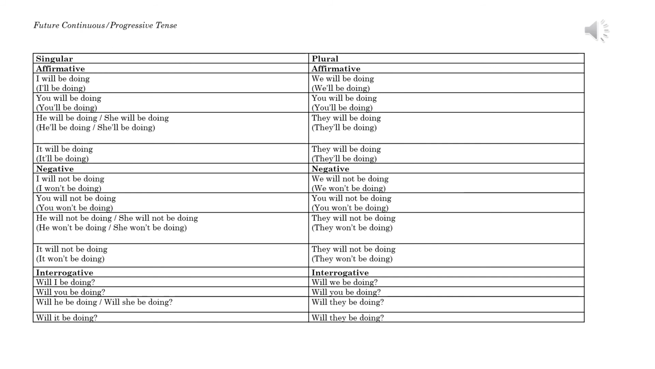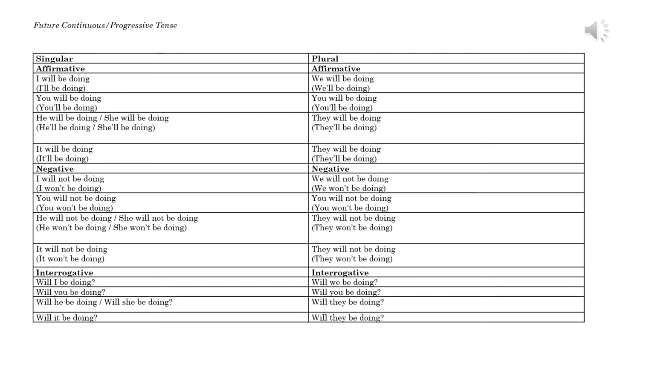Future continuous or progressive tense. Affirmative. I will be doing. I'll be doing. You will be doing. You'll be doing. He will be doing. She will be doing. He'll be doing. She'll be doing. It will be doing. It'll be doing. We will be doing. We'll be doing. You will be doing. You'll be doing. They will be doing. They'll be doing.